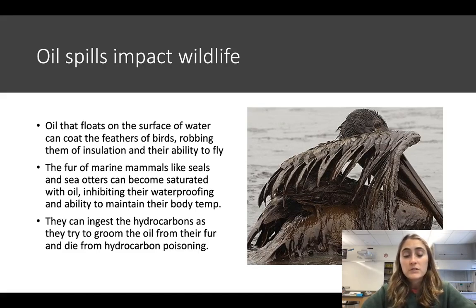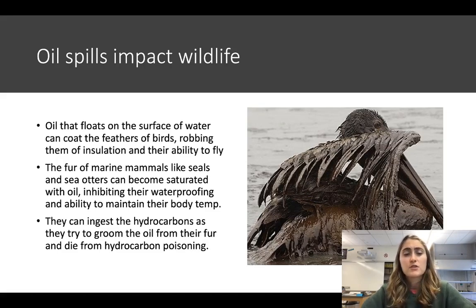So we know that oil tends to float on the surface of water. It can coat the feathers of birds, which means they can't regulate temperature. They can't fly, which means they can't feed themselves. So that food chain gets disrupted. Population may increase. It may decrease large amounts of certain species that are consuming a lot of the hydrocarbon, and there's no food source left for other species that like to come in. So, a disruption to the food chain.